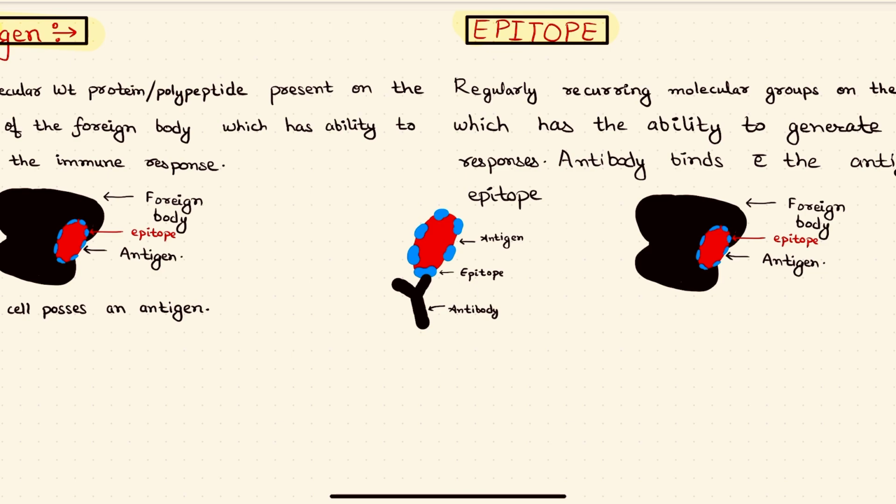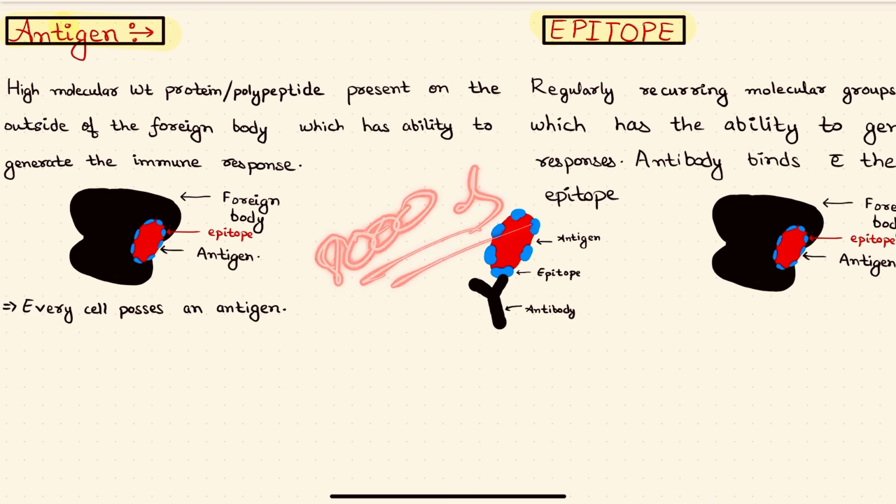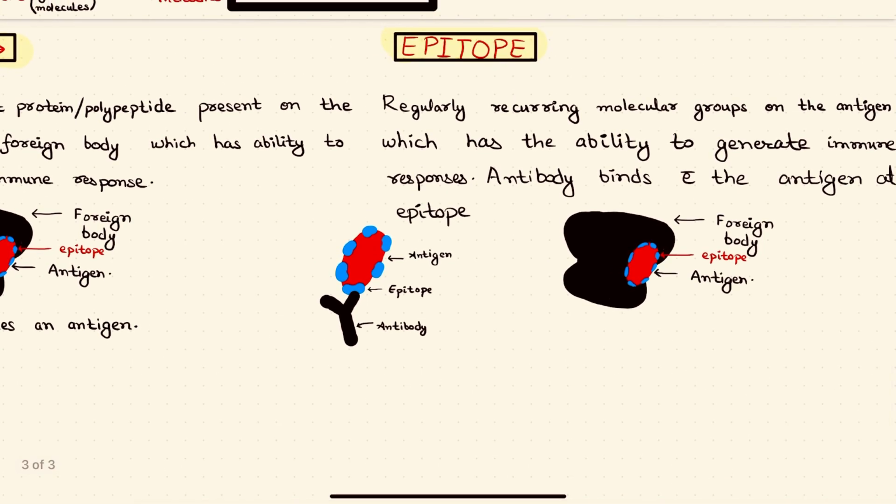So epitope and antigen are very essential. So a foreign body or any cell has this antigen, which is nothing but a high molecular weight protein or polypeptide, more than 8,000 daltons. It should be more than 8,000 daltons, and it has the ability to generate an immune response. And what is epitope? Epitope is the regularly reoccurring molecular groups on the antigen which actually have the power to generate the immune response, that is, the destruction of the foreign body.